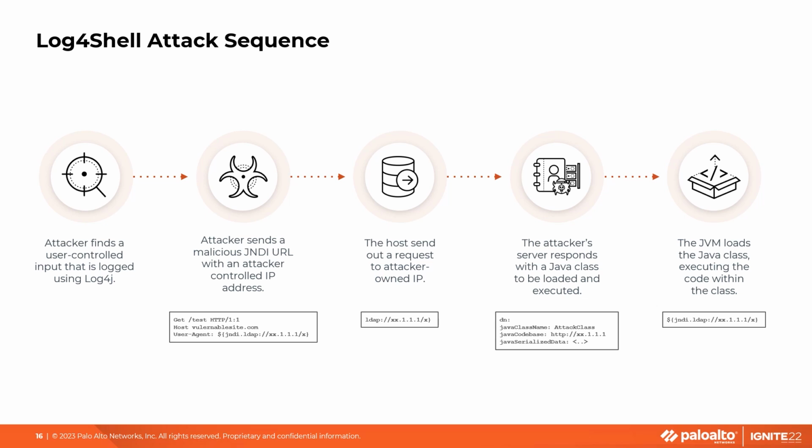So, first of all, the attacker found a user controlled input that is logged using the log4j logging system. Once the attacker has that user controlled input, he can send a malicious JNDI URL to the victim device. Then the host sends a request to the attacker IP in return, which was provided in the original request. The attacker responds with the Java class to be loaded and executed. That Java class is malicious, and the JVM loads that Java class, executing the malicious code.